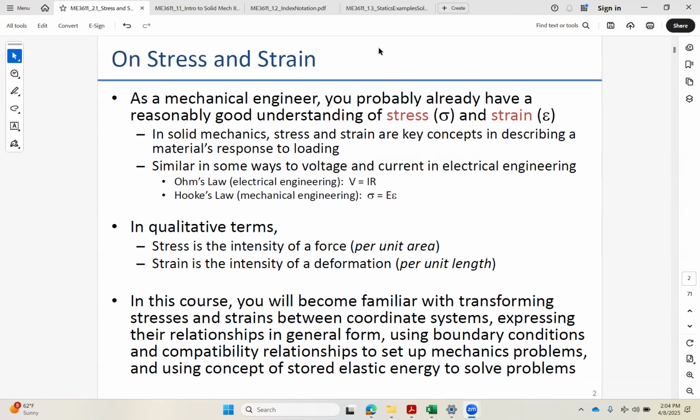So remember, our basic definition for stress is force per unit area. Basic definition for strain is deformation per unit length. And we're going to look at transforming those between coordinate systems, getting the general Hooke's law relationship between the two for different kinds of materials, and then setting up problems with different boundary and compatibility conditions.